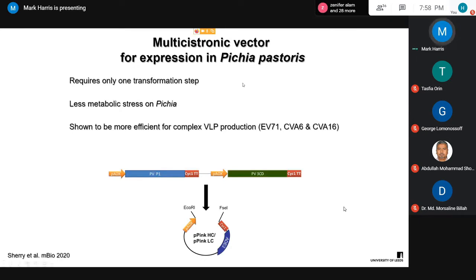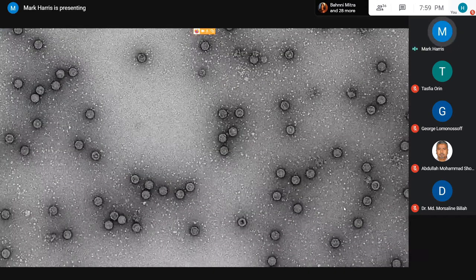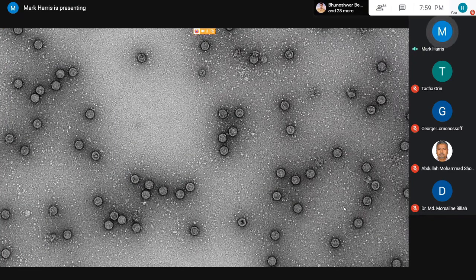What we use in Leeds, as I say, we've been doing a lot of work with Pichia pastoris, or Lee Sherry and Keith Graham have particularly, and this is the cloning strategy they use. We've got a commercial Pichia Pink system where we're using an alcohol oxidase promoter to express here the structural proteins and here the protease together. And here are some of the VLPs. So this is back to negative stain EM now, and you can see these VLPs now looking quite pretty.